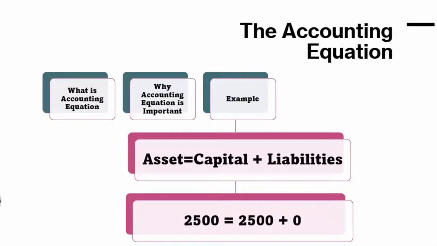In this example, assets are $2,500, the cash in the business. Capital is also $2,500, the amount Neelam invested. Liabilities are 0 because the business has no other debts at this stage. As you can see, the equation is balanced because the assets, $2,500, are equal to the capital, $2,500, and there are no liabilities yet.